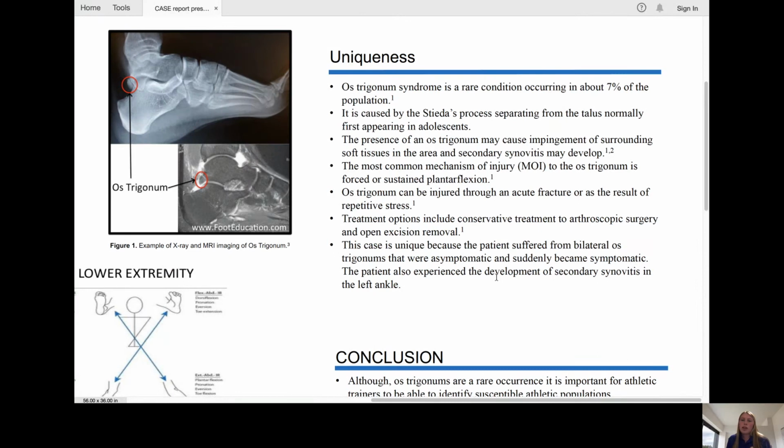Osteogonum syndrome is rare and it only occurs in about 7% of the population, and it's more common appearing in adolescents rather than skeletally mature adults. This case was unique because she had the presence of bilateral osteogonums that were initially asymptomatic that had suddenly become symptomatic after her deltoid ligament repair and as she was coming back from that injury.